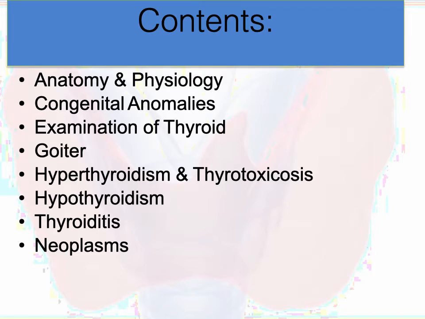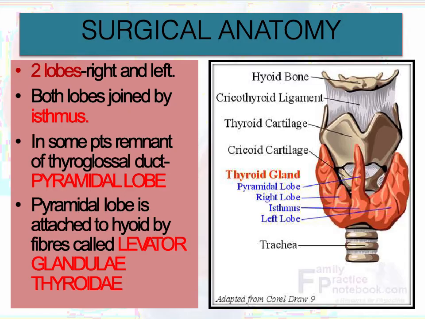Now let's start, just to brush up your memory, with anatomy and physiology. As you all know, there are two lobes, right and left, both joined by the isthmus in between, and it gives a butterfly shape. In some patients, there is a remnant of the thyroglossal duct, which is known as the pyramidal lobe. As you can see, it is in the middle, right?